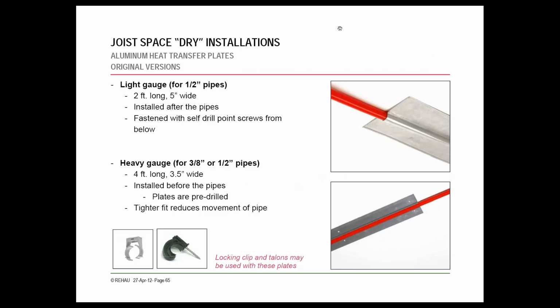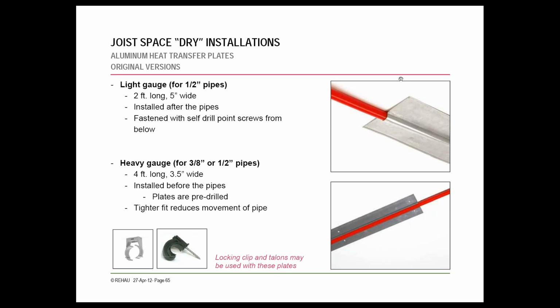There are many different ways you can attach the tubing to the subfloor above in a joist space application. The simplest, I guess, is using a Talon or pipe clip or a staple and just connecting the tube directly to the floor.